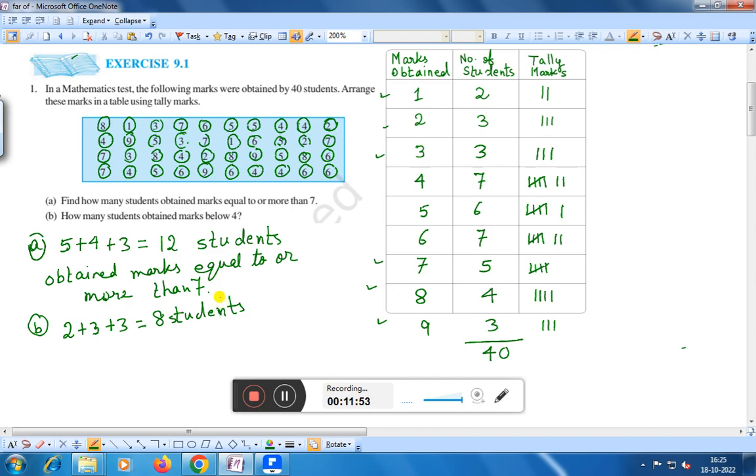How many students obtained marks below 4? Therefore, 8 students obtained marks below 4. Right? This is the solution of question number 1, exercise 9.1.